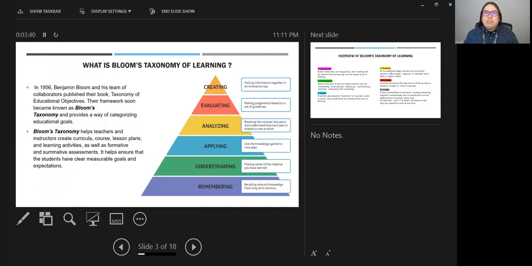So what is Bloom's taxonomy of learning? It was created in 1956 by Benjamin Bloom, and it eventually provided a way of categorizing educational goals. It can be used by teachers to help create curriculum, courses, lesson plans, and learning activities, as well as formative and summative assessments. So they kind of build off each other. And it also helps ensure that students have clear, measurable goals and expectations.